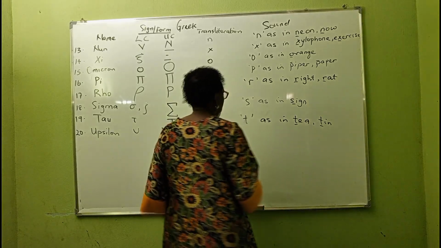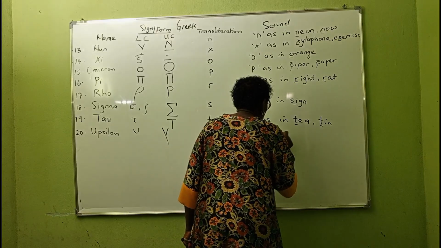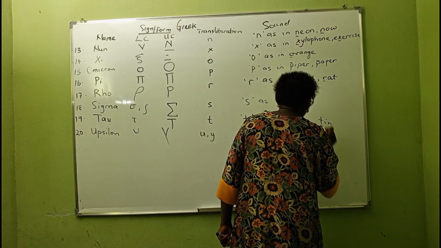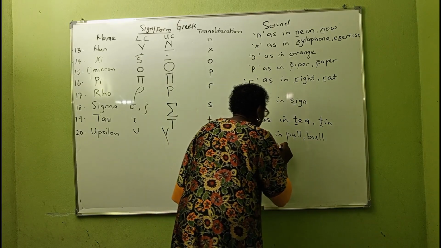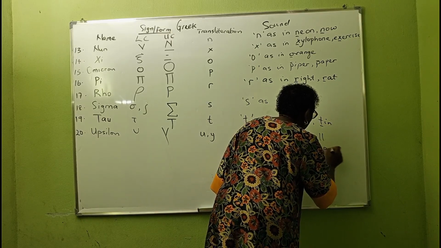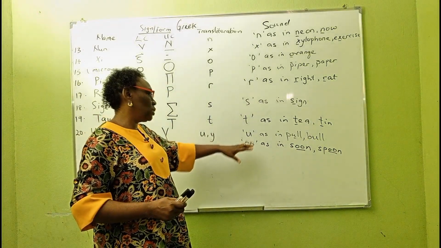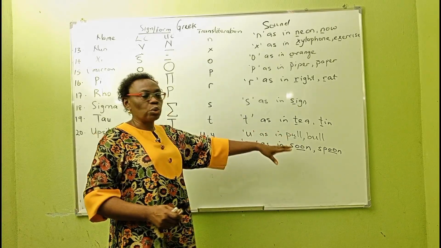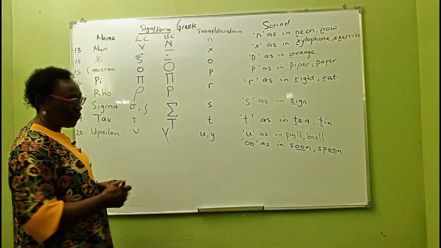In terms of sound, there are many ways you can say it. You can say U as in pool, bull. Some can use double O as in soon or spoon. Don't forget, the focus is sound. U as in bull, pool, or double O as in soon, spoon. That is upsilon. So we have four more to go.